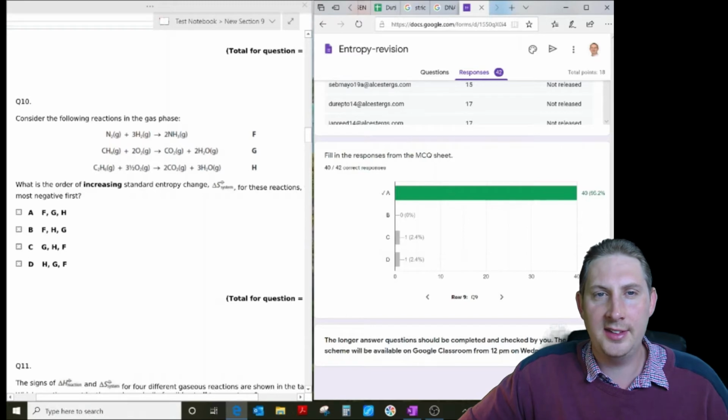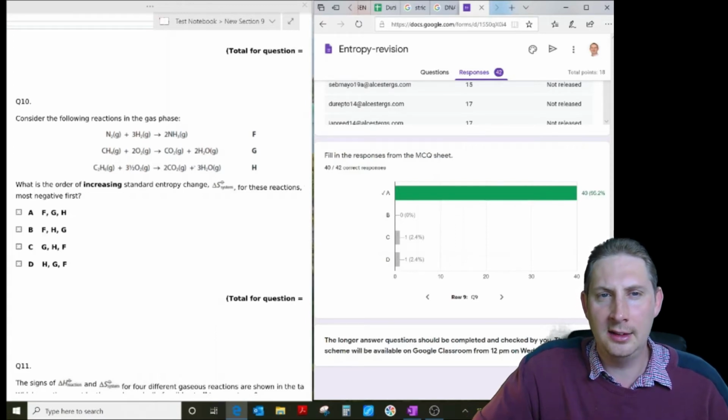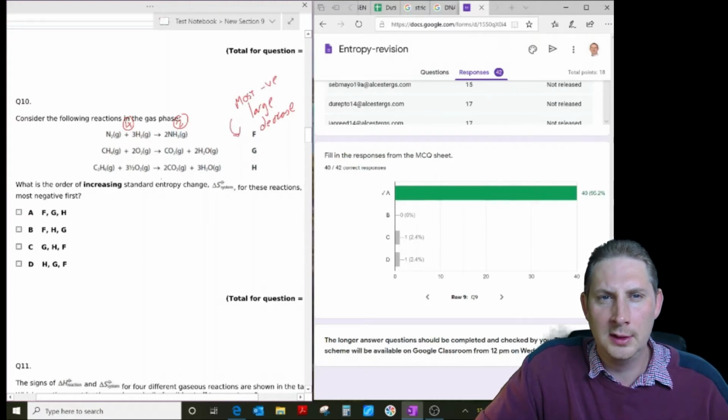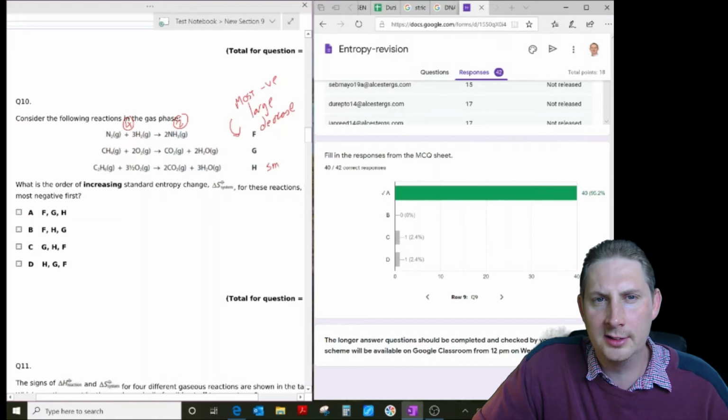Consider the following reactions in the gas phase. What is the order of increasing standard entropy change for these reactions? Okay, so this one you're going from 4 gas molecules to 2 gas molecules, so that would be a large decrease. So that's the most negative. Is F. This one you're going from 4.5 gas molecules to 5 gas molecules, so that would be a small increase.